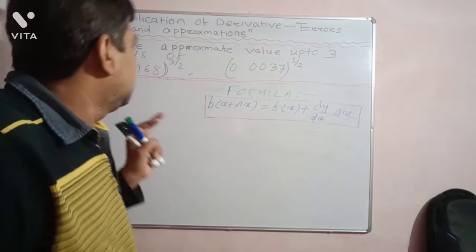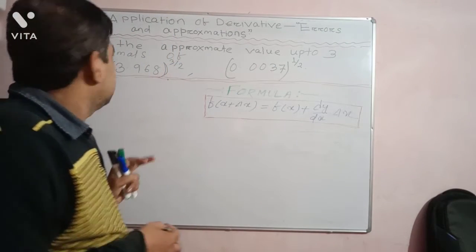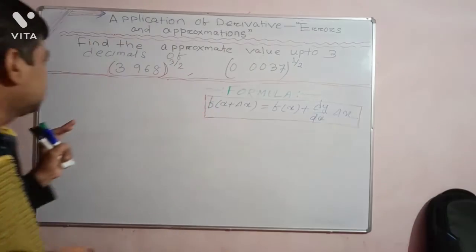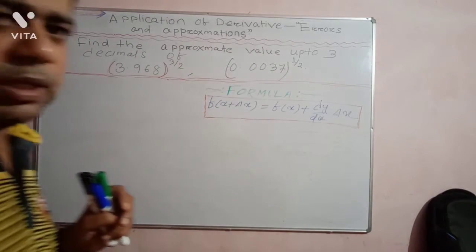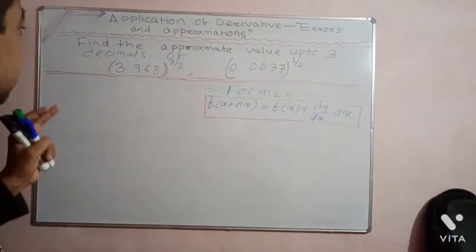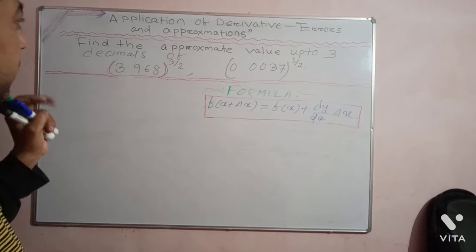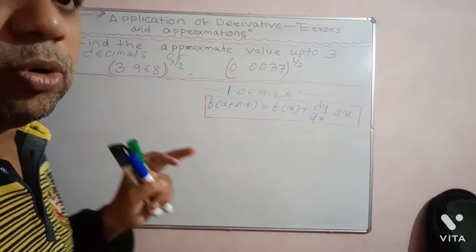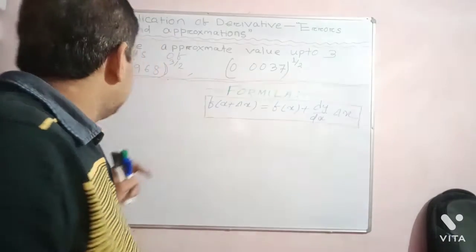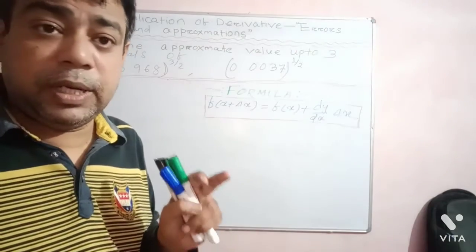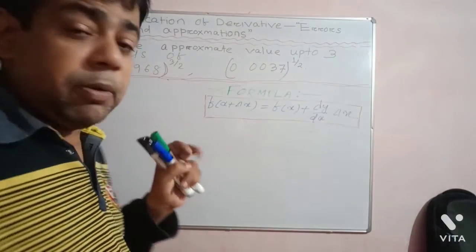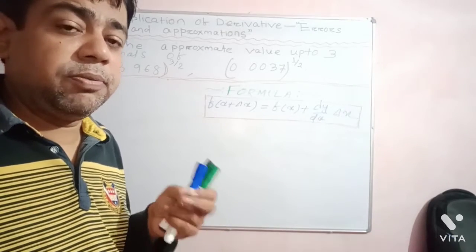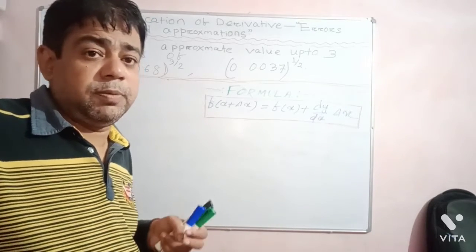This is a sub-concept of errors and approximation. Suppose this is a question I am going to discuss here: you have to find the approximate value up to 3 decimal places of 3.968 whole to the power 3 by 2. You see the number here, the base is a decimal number 3.968, and the power is 3 by 2, a rational number. So it is really interesting how to simplify such kinds of numbers.